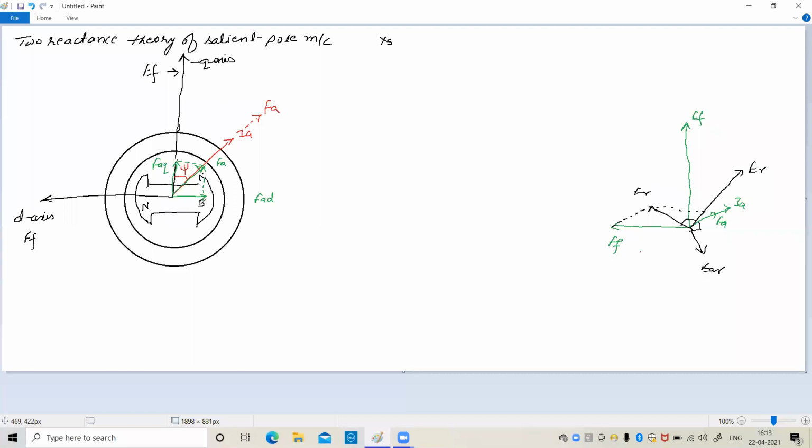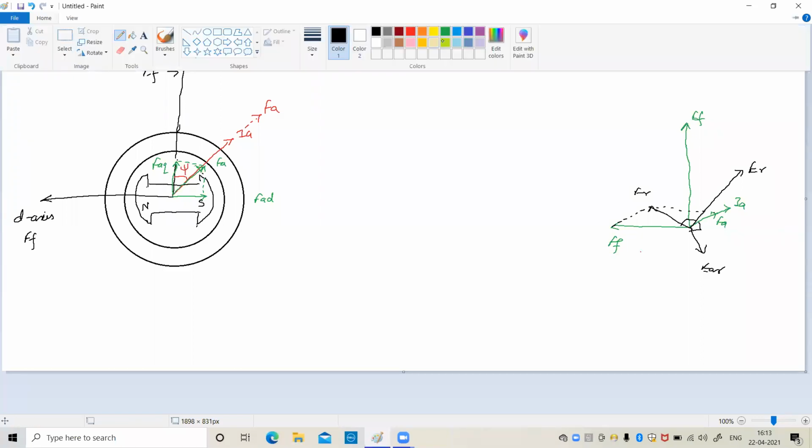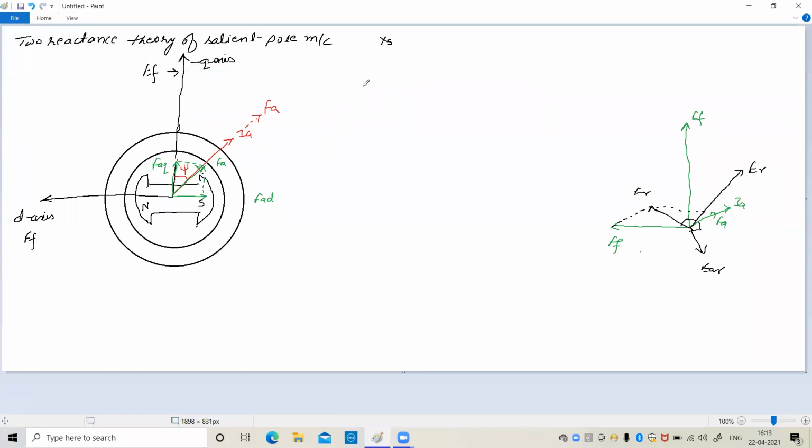Armature reaction MMF has 2 components. One component along the direct axis we have called FAD, and the second component is FAQ. So FAD definitely produces some EMF which is lagging by 90 degrees. Say I represent it with the help of yellow, blue color. Say this is the EMF produced by MMF FAD. So it is EAD.